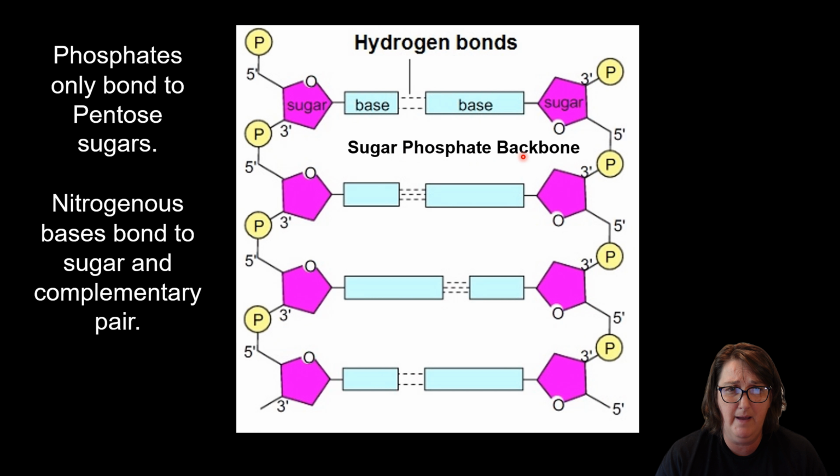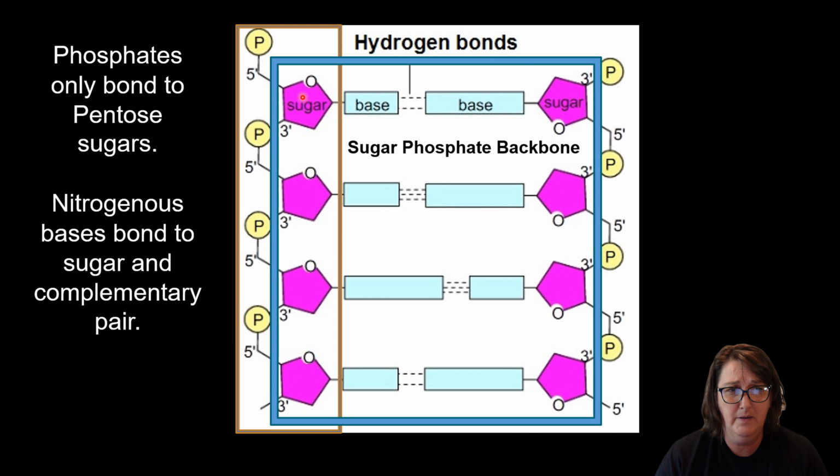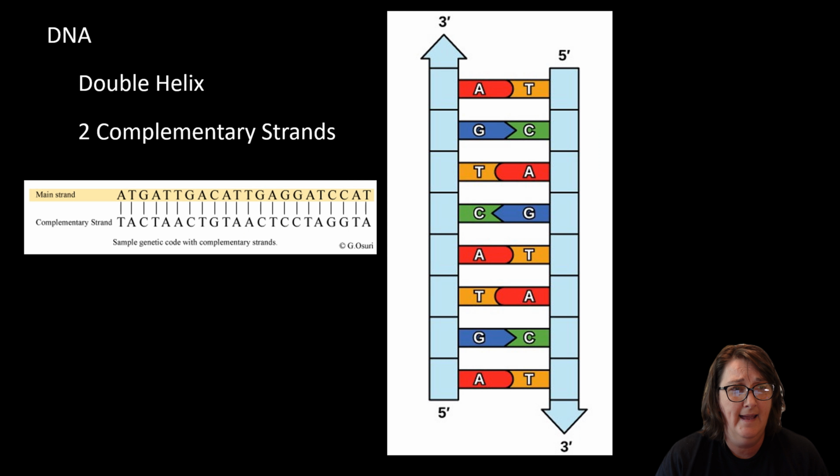So the sugar phosphate backbone is this part right here. And then this part here, my pentose sugar with my nitrogenous base, is going to bond with the nitrogenous base on my anti-parallel strand on the other side, my complementary pair. So DNA double helix, 2 complementary strands. You have a main strand. This is going to be the one that is going to stay original. And then when I make a new strand, I can have a complementary strand that can come in. This is going to be one that's going to complement this other strand that's across from it.